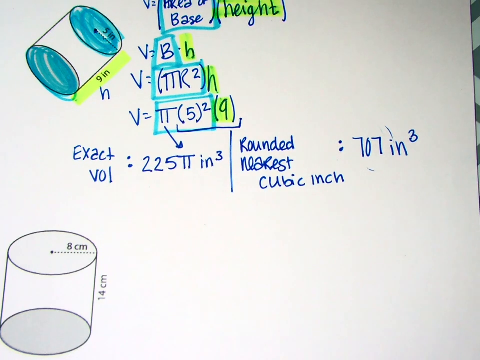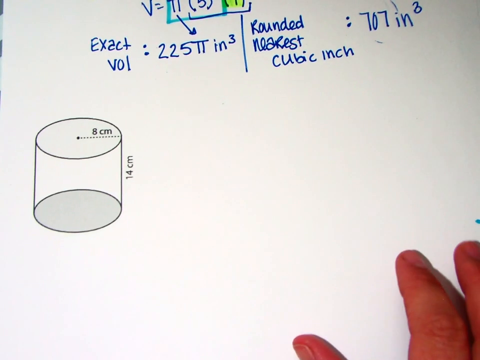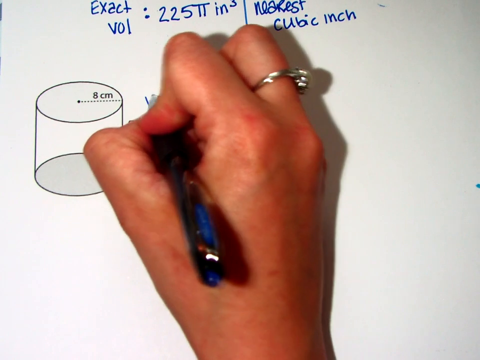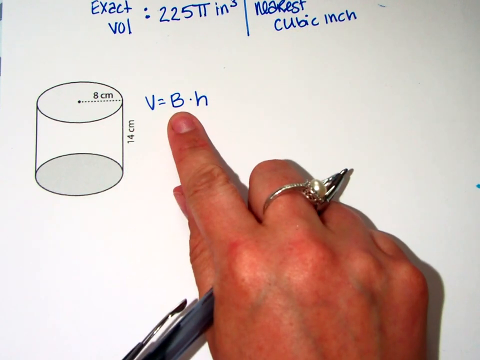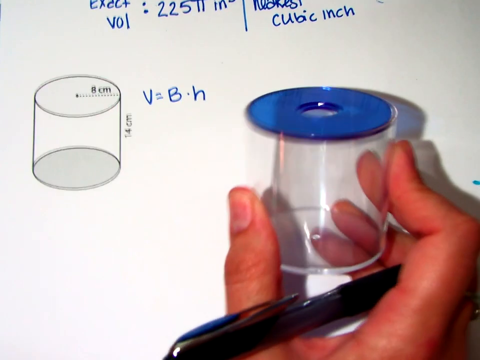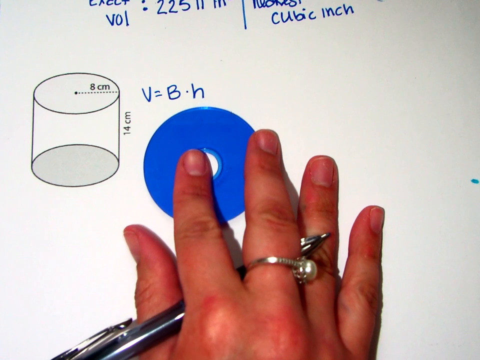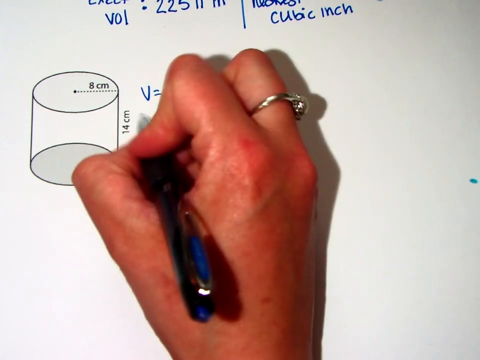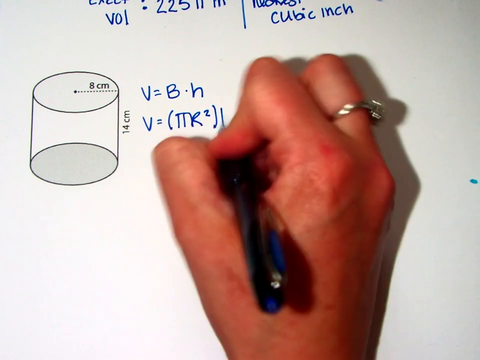So this should be about 3 times larger than this number. Okay, let's try another. So again, this is a cylinder. So I'm going to go ahead and put volume equals capital B times H, area of the base times height. In a cylinder, remember, my base shape is a circle. So for my area of the base, I should be using pi r squared to calculate that full area. So volume equals pi r squared times h.